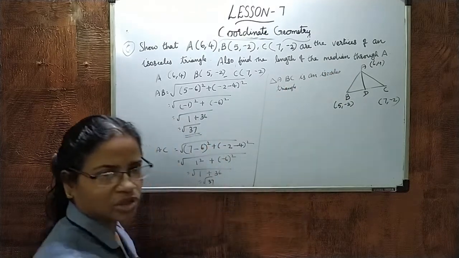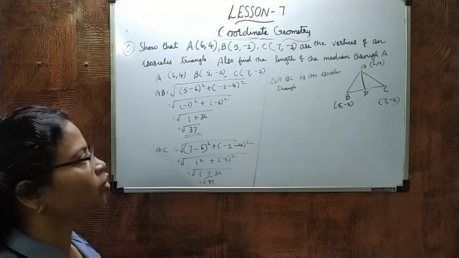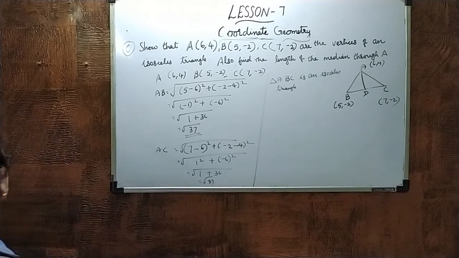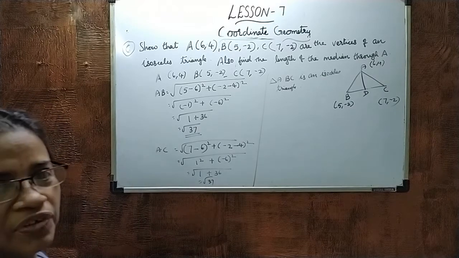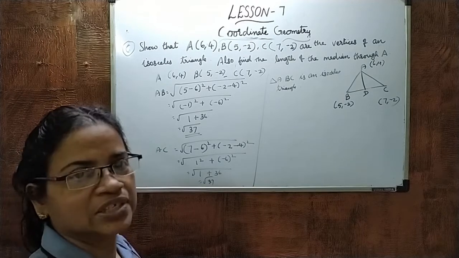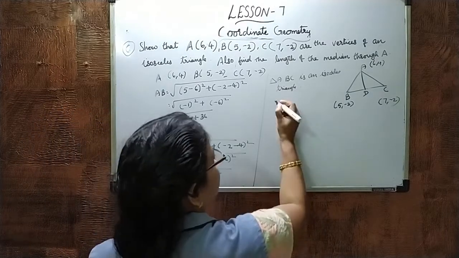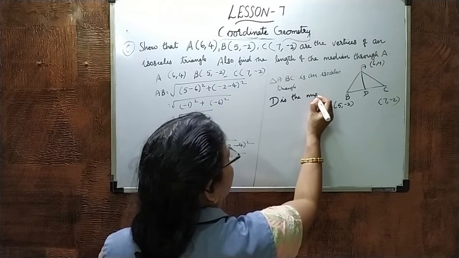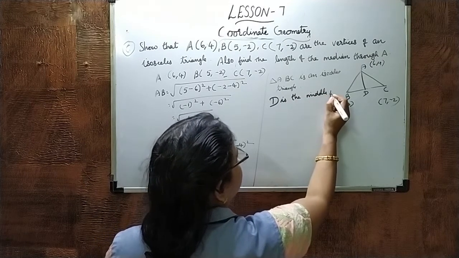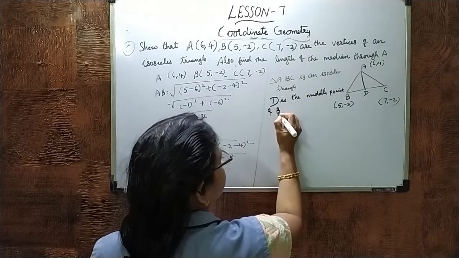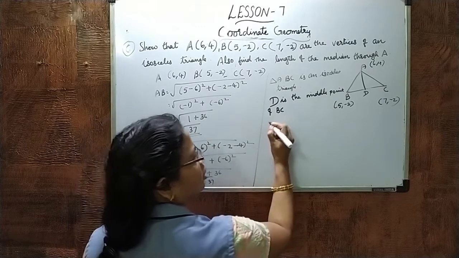We completed our question? No. Again we have to continue. What is the next condition you have to find out? You have to find out what is D. How will you find out what is D? That is a middle point of what? B and C. So D is the middle point of BC. So midpoint, how will you find out?